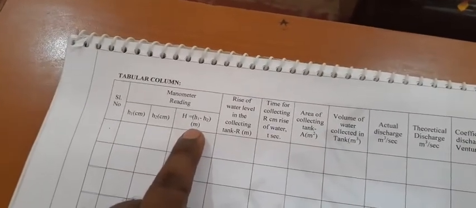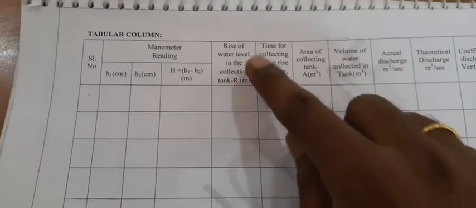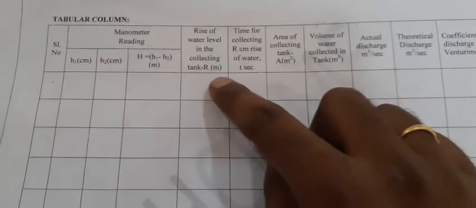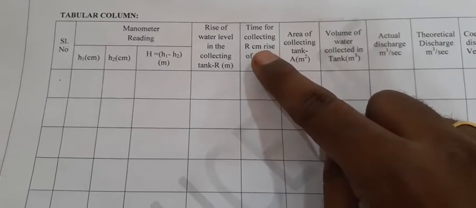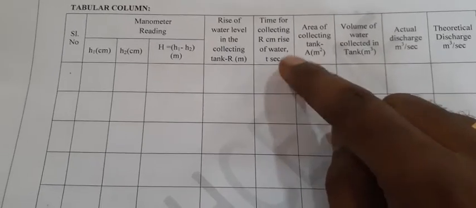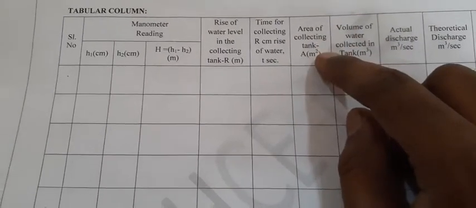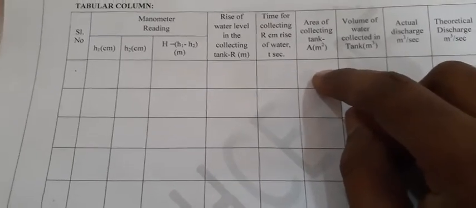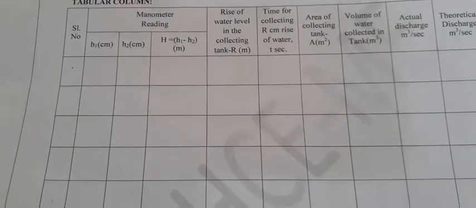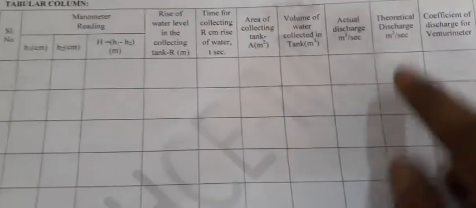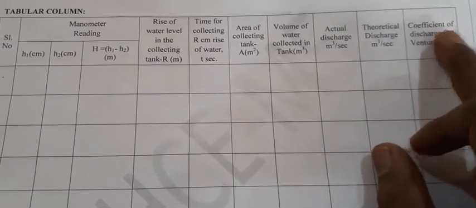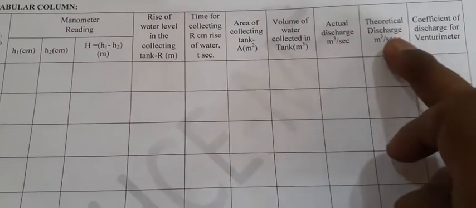It has to be converted to meters, so 2.2 divided by 100. Next we have the rise of water level in the tank, that is 0.1 meters. The time taken for that 10 centimeter rise is 44 seconds, our value. The area of the collecting tank is already fixed, around 0.125 meter square. With these details, we can directly calculate the actual discharge and theoretical discharge, and then we can find the coefficient of discharge. Coefficient of discharge is actual discharge by theoretical discharge.